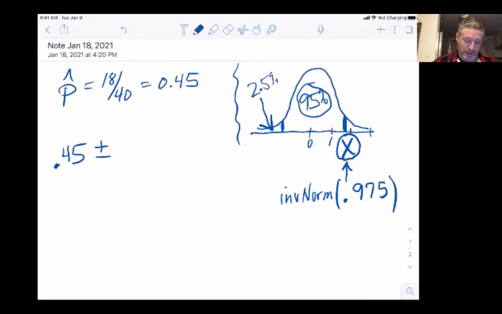And if you do that, here's maybe a little surprise. If you do that, it's 1.9599, or if we rounded it off, we would just call it 1.96.